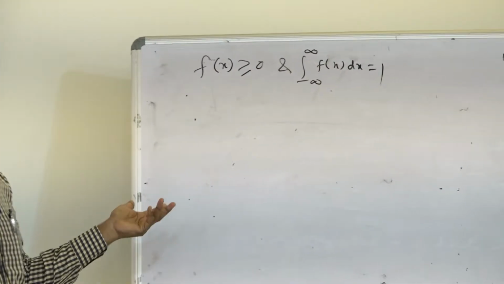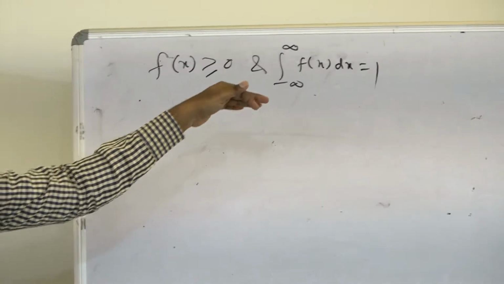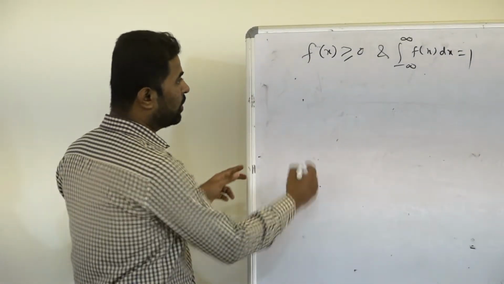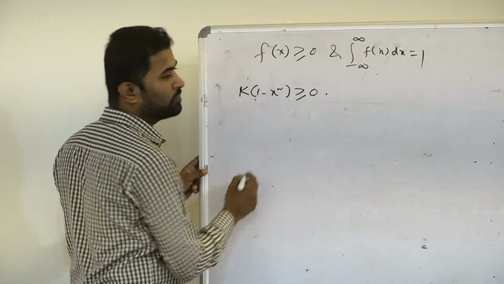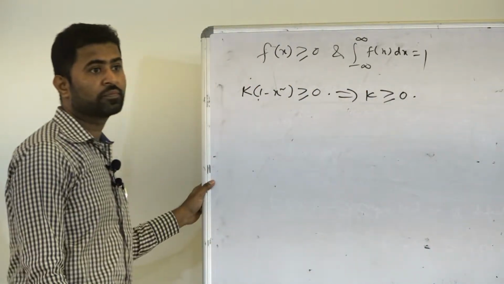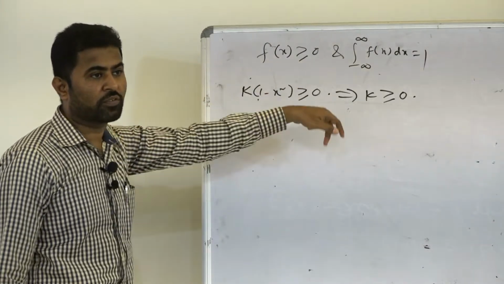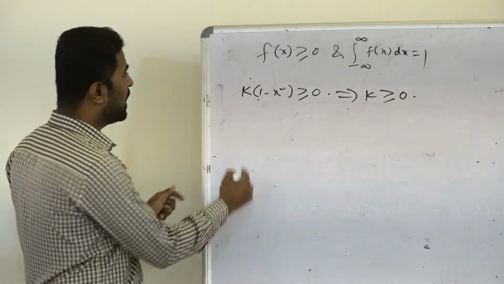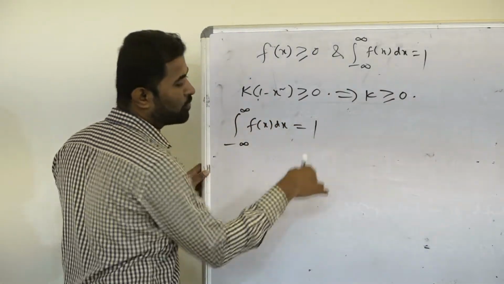For the PDF, we wrote that it satisfies two properties. f(x) should be greater than or equal to 0, and the integral value should be 1. So k into (1 minus x square) should be greater than or equal to 0. It means k should be greater than or equal to 0. That is the first condition.